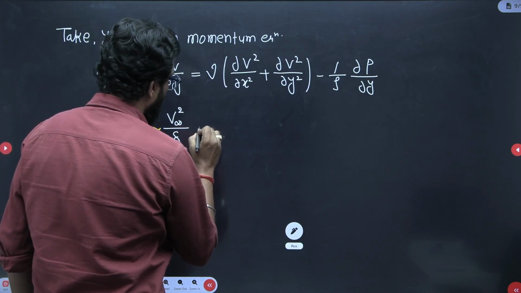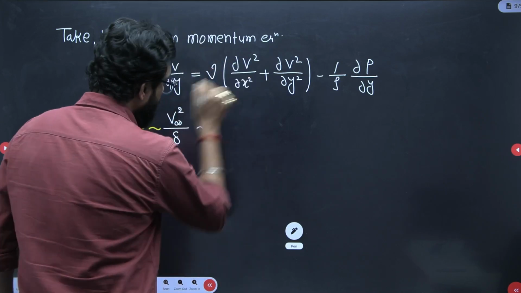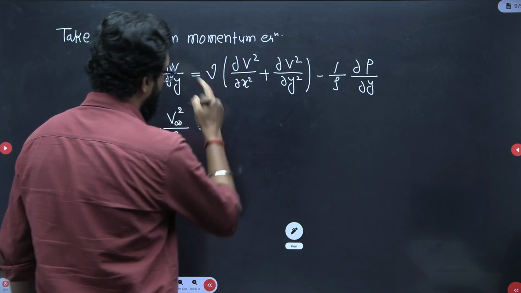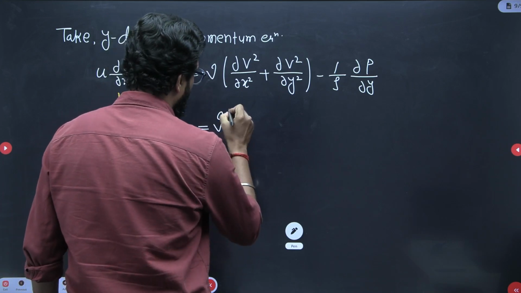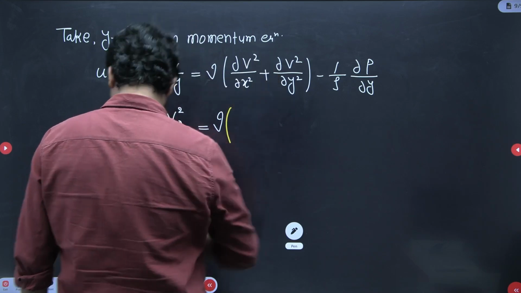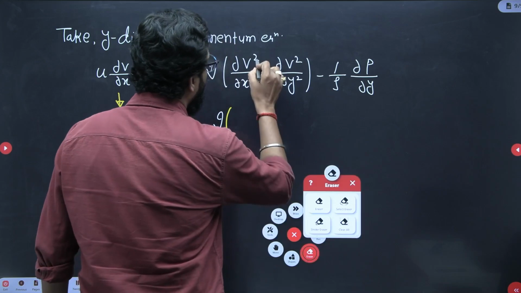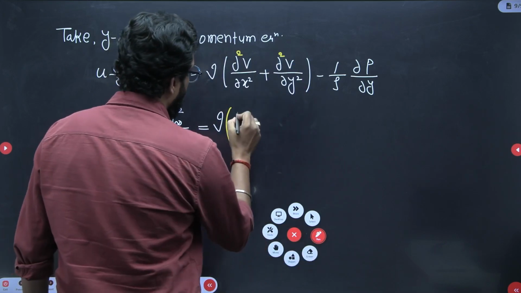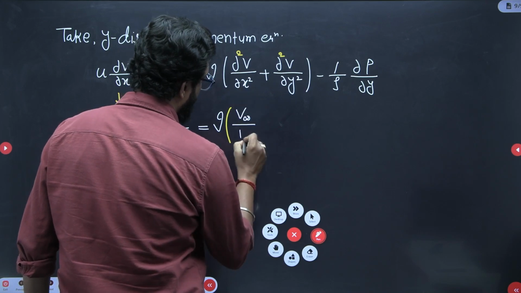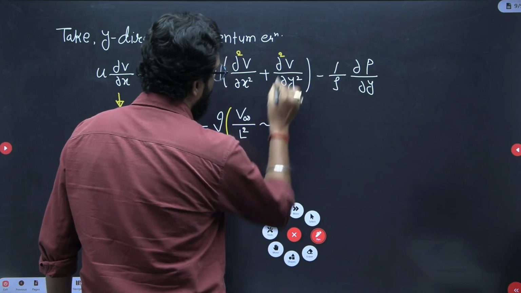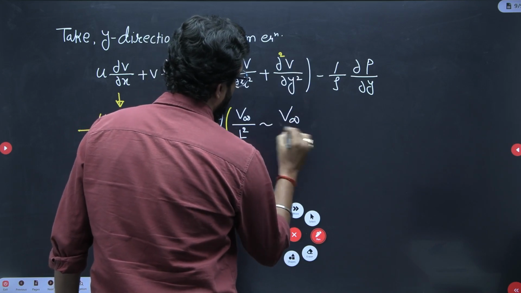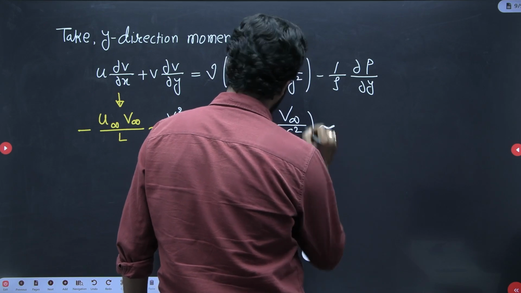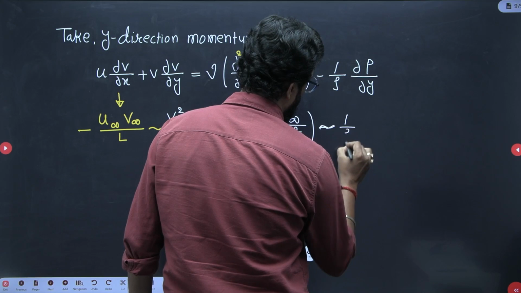Okay, now this is your left side. This is equal to, what is the order of magnitude of the kinematic viscosity term? This square is here. So it is v infinite divided by L squared, and the other is v infinite divided by delta squared. Minus, don't put the minus in the order of magnitude, then the term 1 by rho dP.